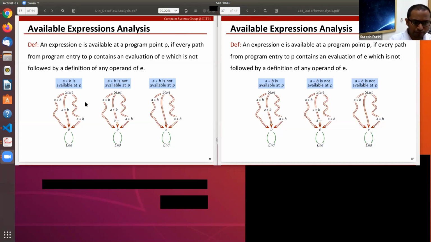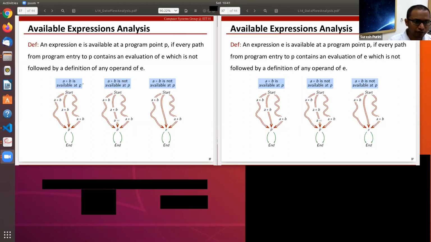Just to recap the available expressions problem. We say that an expression is available at a program point P if all the paths starting from the entry program point to P contain an evaluation or a computation of that expression, and after the computation of the expression, the operands of the expression are not modified.